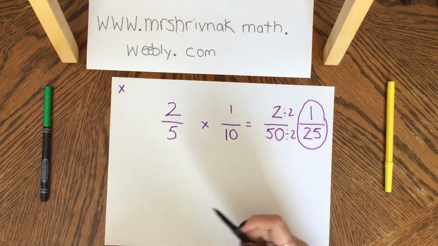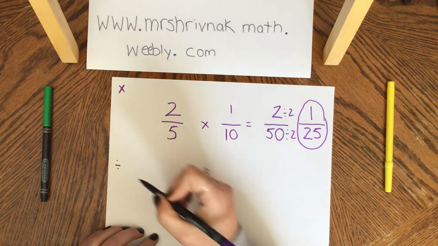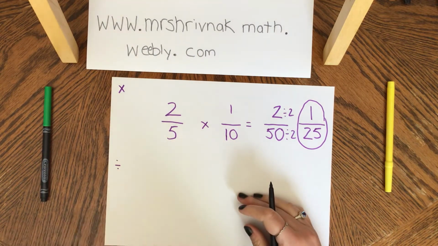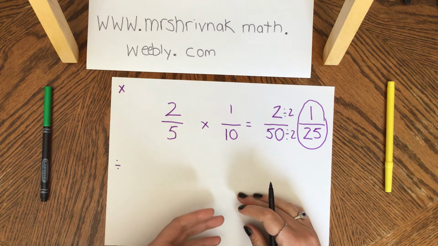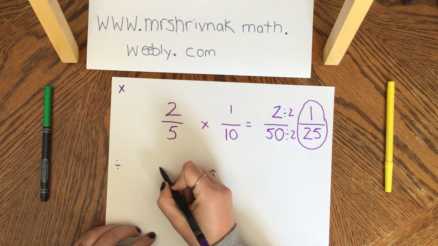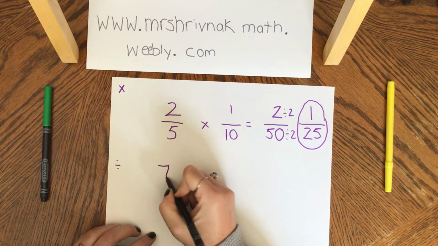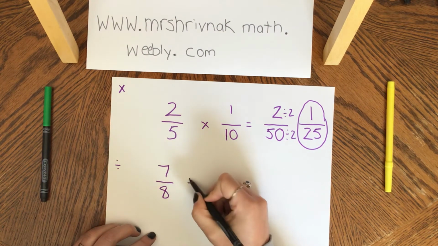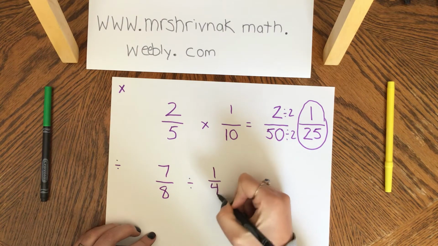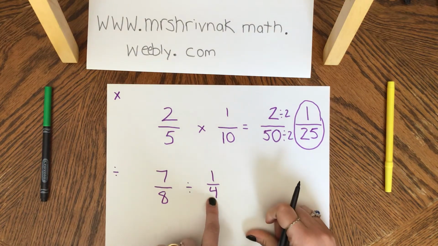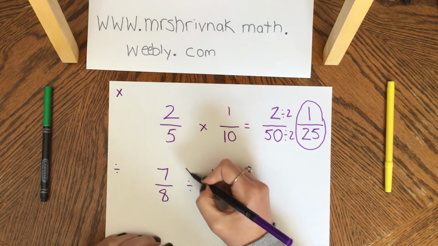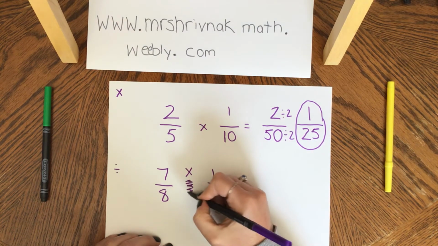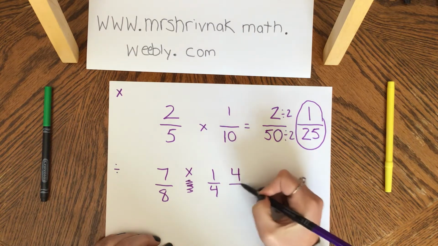Now I'm going to keep this here because the rules for division are very similar to the rules for multiplication. When I divide, I flip the second fraction. Some of my students have learned to keep, switch, flip. And so that's what we're going to do for division. So let's say that I have 7/8 divided by 1/4. I'm going to flip this second fraction and change this to multiplication. So I have 7/8, and now instead I'm going to have times 4/1.